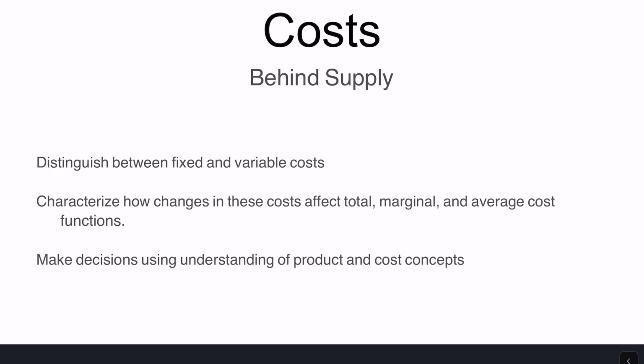In this module, we want to understand what's going on behind the supply curve a little bit more. This has everything to do with costs and the cost structure of firms, in terms of how much it costs them to produce a given amount of output and how those costs change as you increase or decrease output. And so what we want to get out of this chapter is we want to be able to distinguish between fixed and variable costs. We want to characterize how changes in these costs affect total, marginal, and average cost functions. We want to make decisions using an understanding of product and cost concepts. And so throughout this module, I'll define everything and solve some practice problems with you.